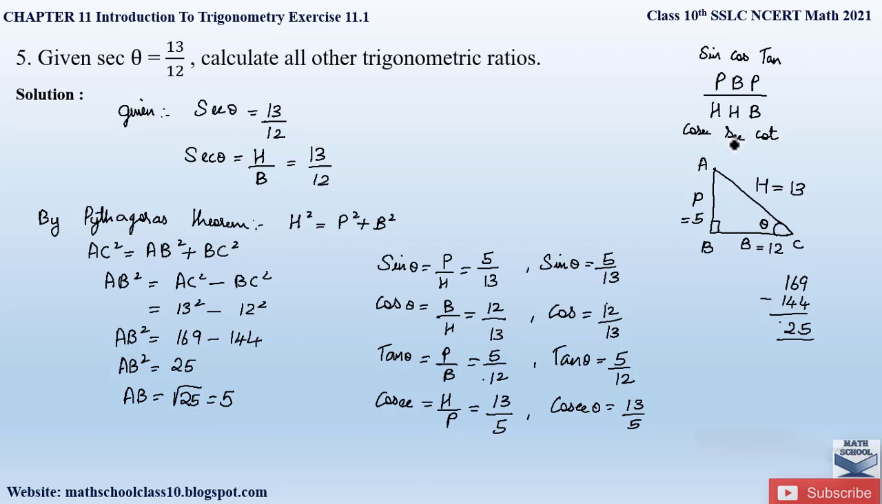Likewise, we know the secant theta, which is already given in the question. Now we will find out for cot theta. So cot theta is equal to base by perpendicular. Base value is 12 and perpendicular is 5. Cot theta is equal to 12 by 5. So these are the other trigonometric ratios. This problem is very easy unless you know the trigonometric functions for all the 6 trigonometric ratios. So this is how we solve this problem.